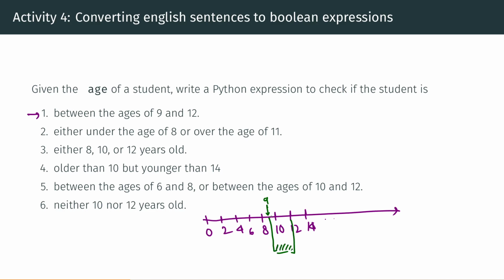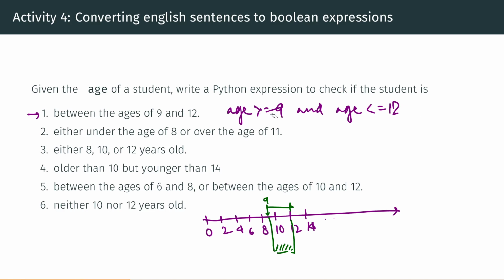Okay, 9 and 12. So what we want to do is see if the age is greater than or equal to 9. So this is the range, right? Age greater than or equal to 9, and, age less than or equal to 12. Okay, that's the Python expression.